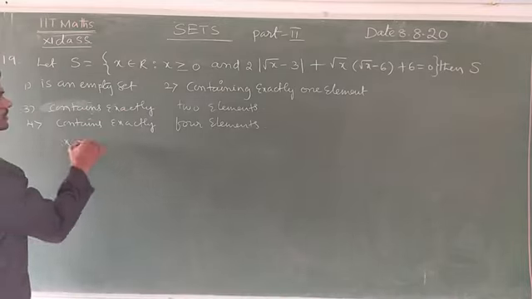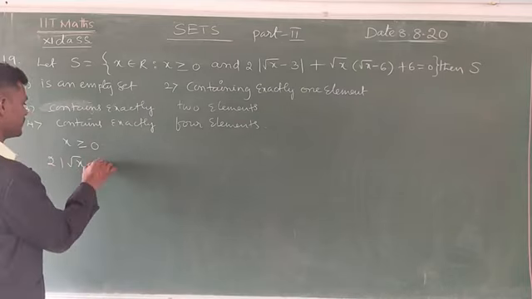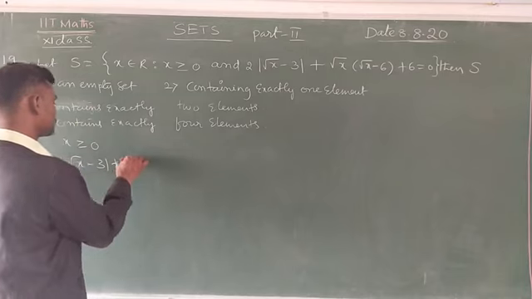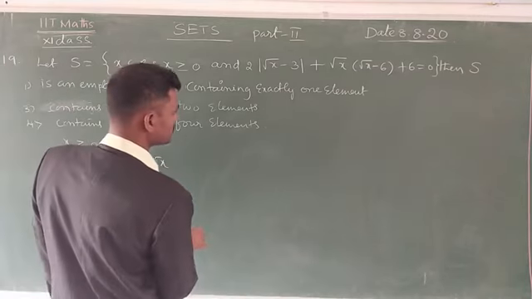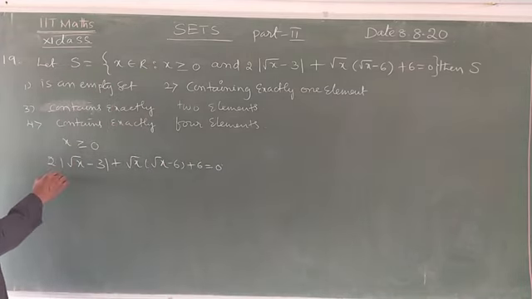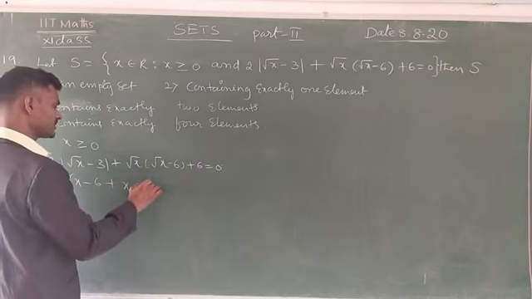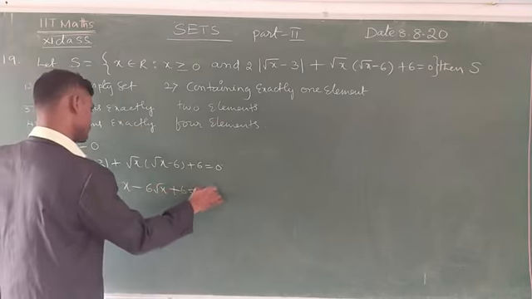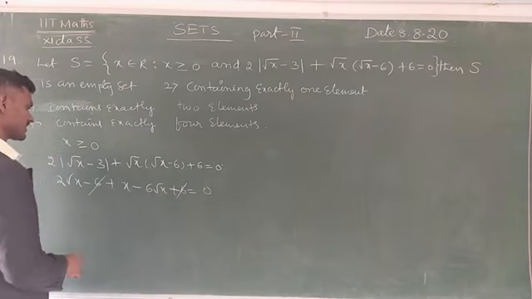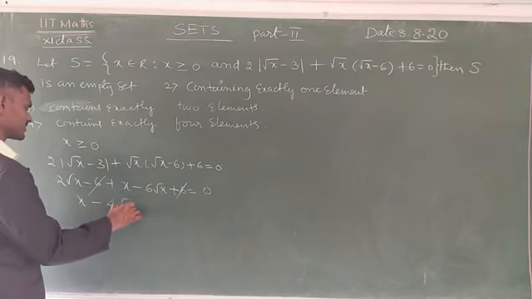Here one condition is given, x greater than or equal to 0. Now 2 into modulus of root x minus 3 plus root x into root x minus 6 plus 6 is equal to 0. Now see here, x is greater than 0, so 2 into x root x, 2 root x, 2 into 3 is 6, plus root x into root x is x, minus root x into 6, 6 root x, plus 6 is equal to 0. Now minus 6 plus 6 both are cancelled. Now 2 root x minus 6 root x is minus 4 root x is equal to 0.